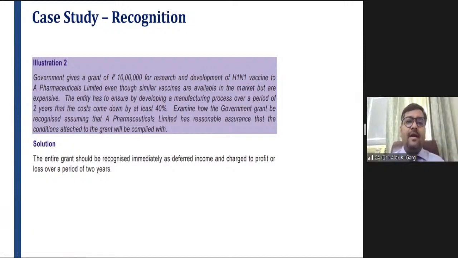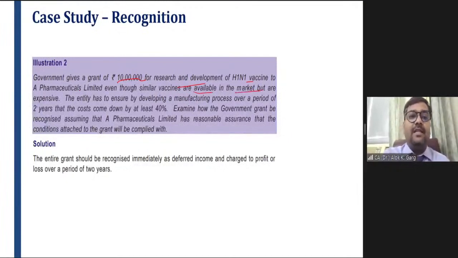So government gives a grant of rupees 10 lakh for research and development of H1N1 vaccine to A Pharmaceuticals Limited, even though similar vaccines are available in the market but are expensive. So government wants to come out with a reasonable solution. The entity has to ensure by developing a manufacturing process over a period of 2 years that the cost comes down by at least 40%.